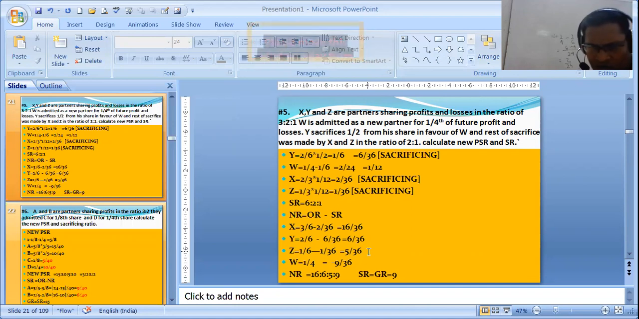We have a little doubt. Let's check whether SR is equal to NR is happening or not. So our SR is 6 plus 2 plus 1, that is 9. And see our new ratio, which is 9 by 36, is also 9. So SR is equal to GR.